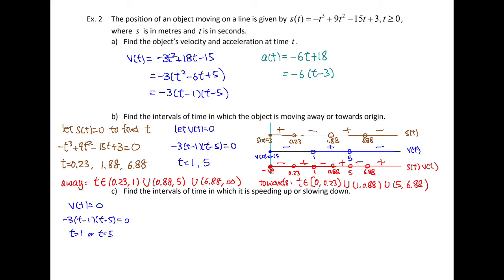And let's find the acceleration time function zero. So you get negative 6, t minus 3 equals 0, which means t equals 3. And that's the number line again.